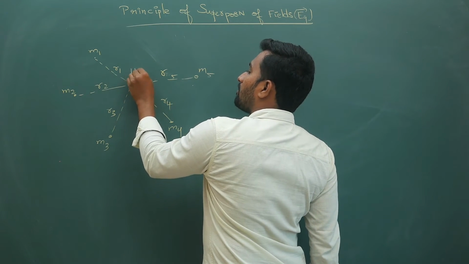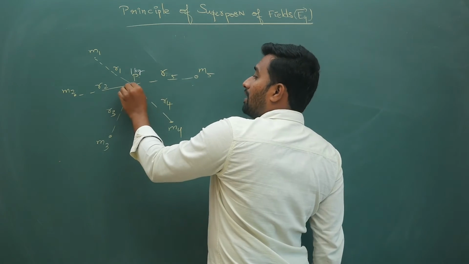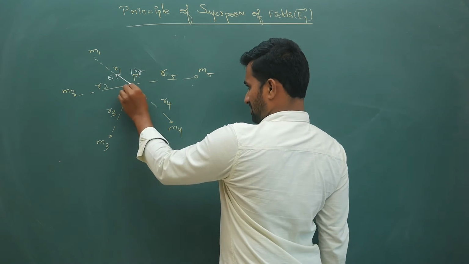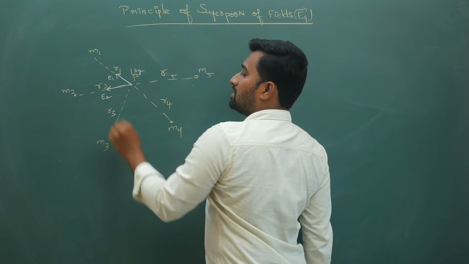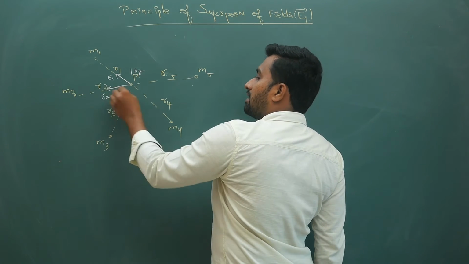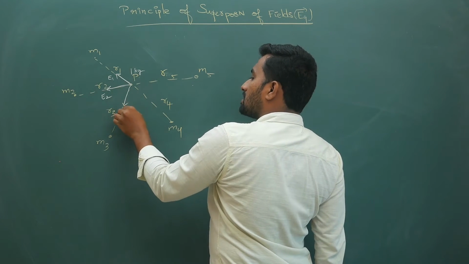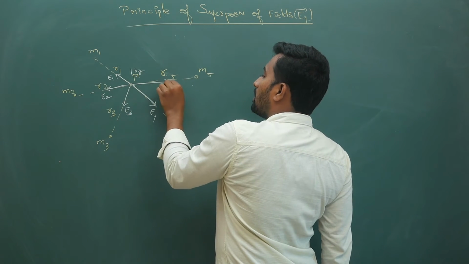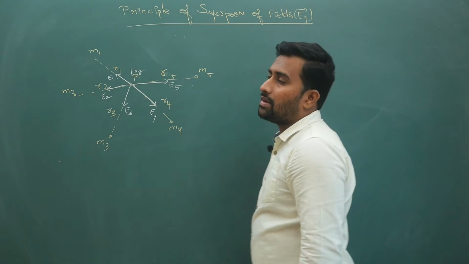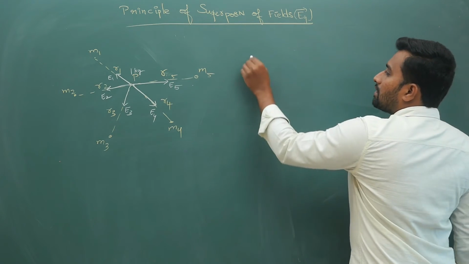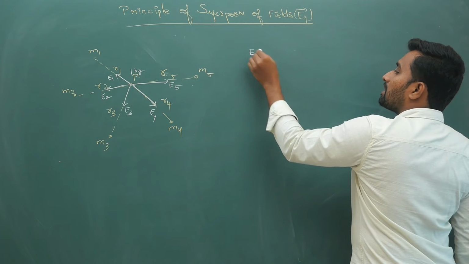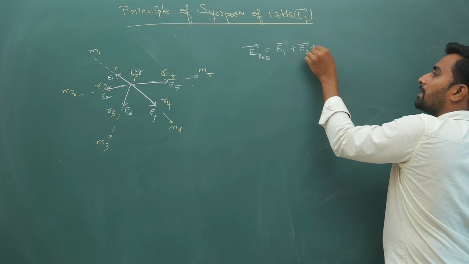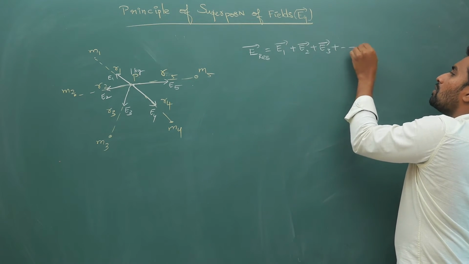If you place 1 kg mass, this 1 kg mass will be attracted by this, which will cause some field E1. The 1 kg mass is also attracted by M2, by M3, by M4, and by M5. So now your resultant field at that particular point, E resultant, is E1 bar plus E2 bar plus E3 bar plus so on up to En bar.